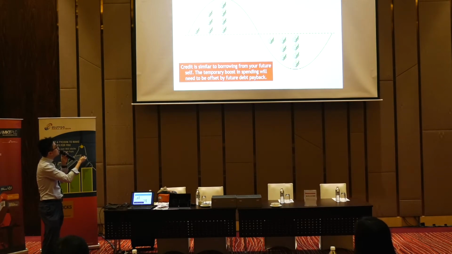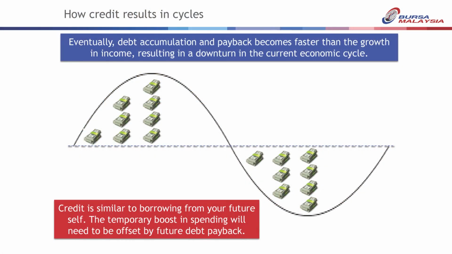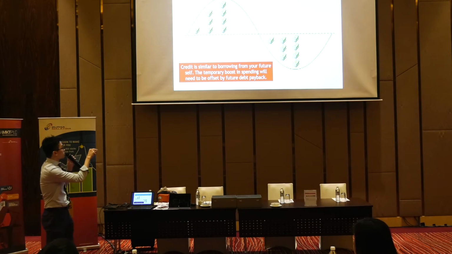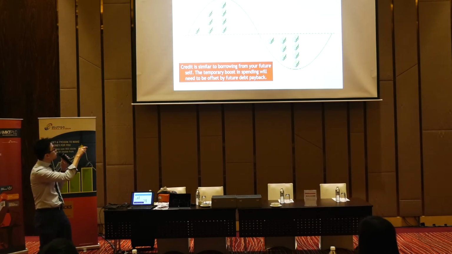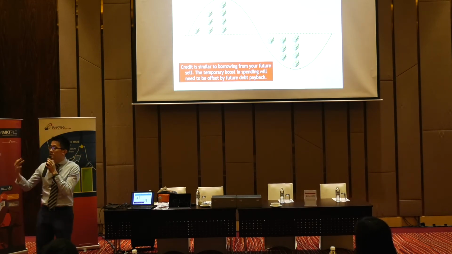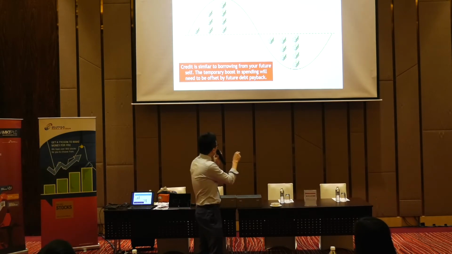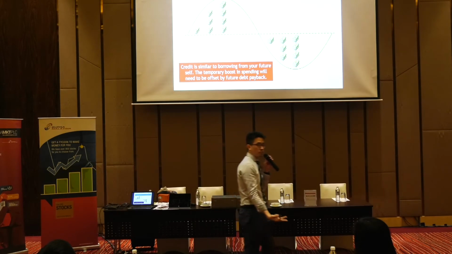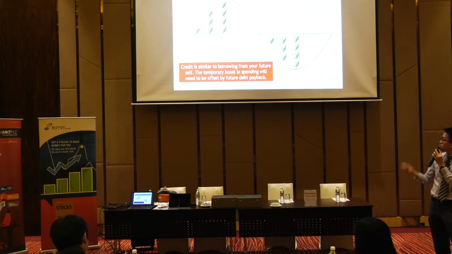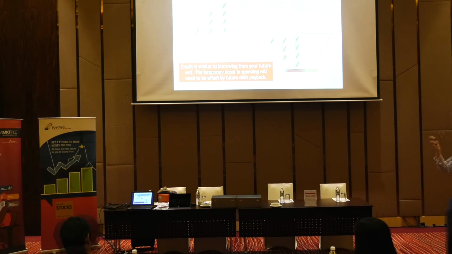Now, actually, if you look at borrowing, a lot of things are not made possible if you don't have credit. Because there's a banking system, it actually allows people to borrow, consume future income, and then the economy can grow. But the problem with that is when you borrow, you're actually borrowing from your future self. But the point is, when you borrow more, at some point in time, you will have to pay back. The temporary boost will actually need to be offset in future, and that's how cycles are created over time.